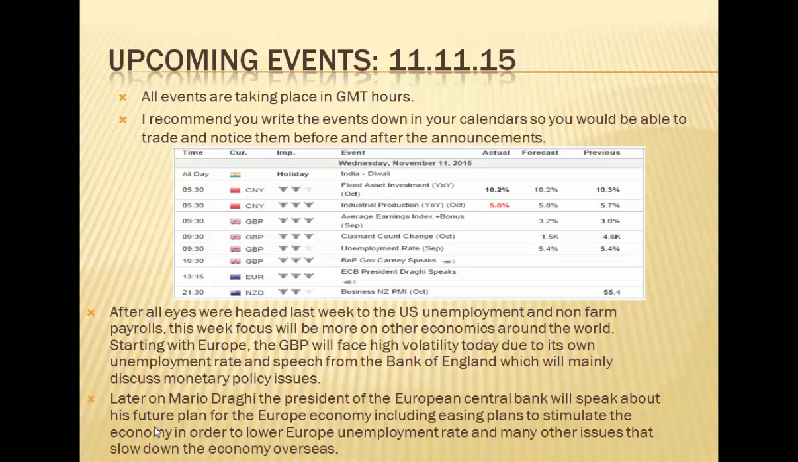Later on, Mario Draghi, the president of the European Central Bank, will speak about his future plans for the European economy, including plans to stimulate the economy in order to lower Europe's unemployment rate, and many other issues that slow down the economies overseas.